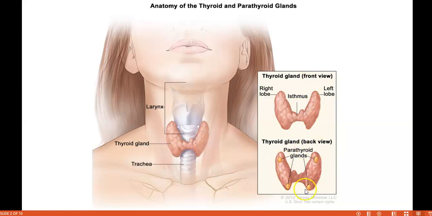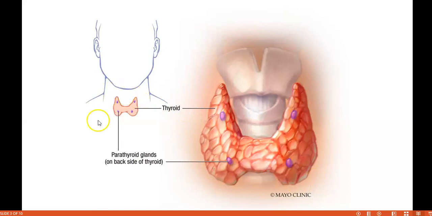Here you can see the yellow color that indicates the two pairs, that means four parathyroid glands. They are found here, 1, 2, 3 and 4. So these are the locations of the parathyroid glands. Here you can see the parathyroid glands on the back side of the thyroid gland.